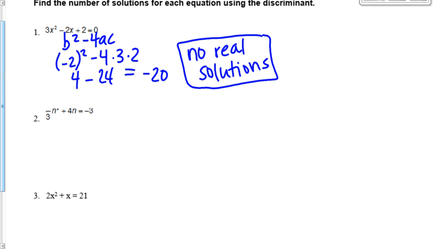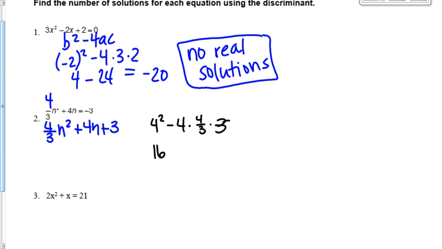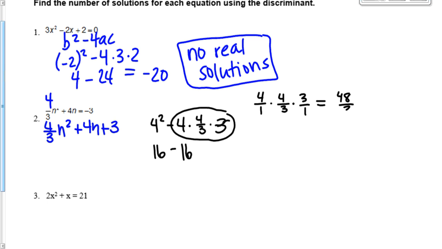Okay, let's try number 2. Ooh, that looks weird. This is supposed to say 4/3. Sorry. 4/3 n squared plus 4n equals negative 3. Sorry. So if I add the 3 over, that means I'm going to have 4/3 n squared plus 4n plus 3. There we go. So let's do the discriminant. B squared would be 4 squared minus 4 times 4/3 times c, which is, oops, positive 3. Okay, so 16. This would be minus 16 if you multiply all this together. Okay, just remember, multiplying fractions, you can put them all into fraction form. Then you just do tops times tops. So that would be 48 over 3, which is 16. So 16 minus 16 is 0.